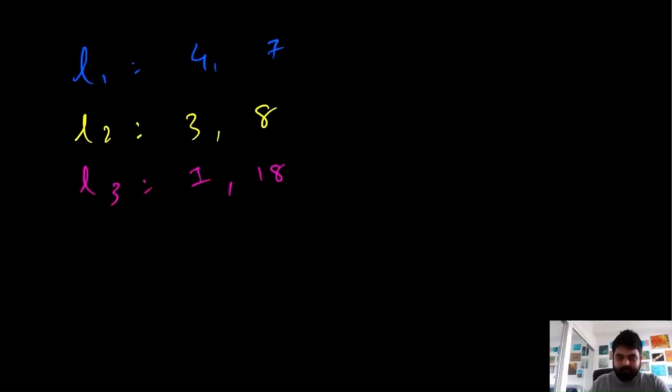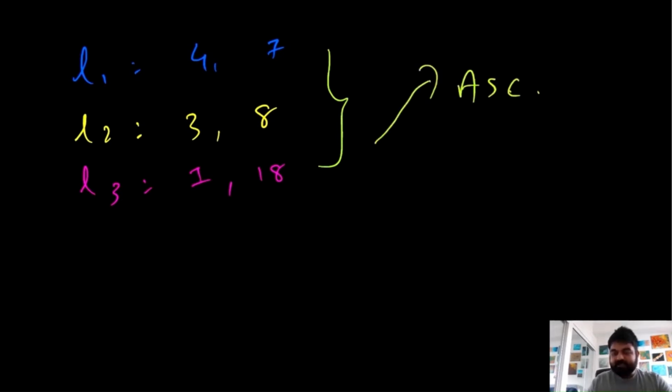Okay, so suppose we are given three lists like this, and I know you are thinking why I only put two elements in each list. I'll just show you why. Basically, what is our aim? Our aim is to find all the nodes that should be merged, and that merge list has to be in ascending order, right? We need to maintain this ascending order.